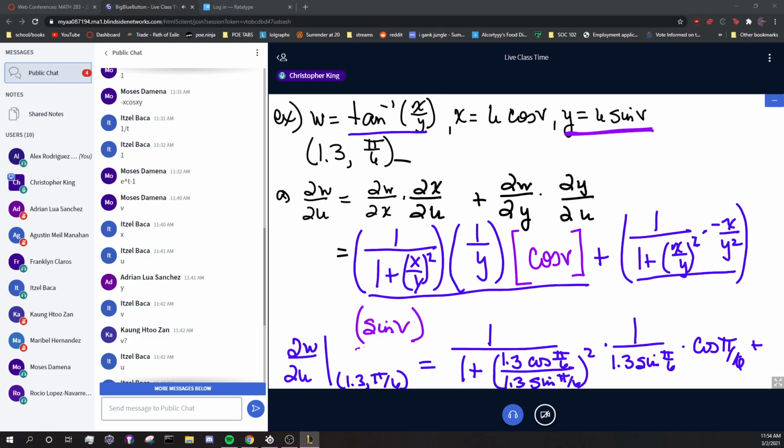And plug all this in. Okay, and then it does simplify. In the case of this problem, it probably would be easier to clean it up first before plugging in, just because of the fact that things do cancel and are cleaner. Okay. Any questions?